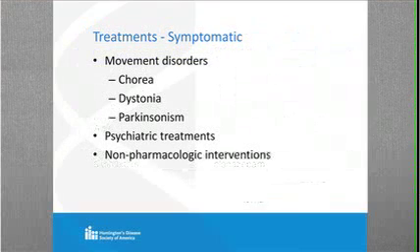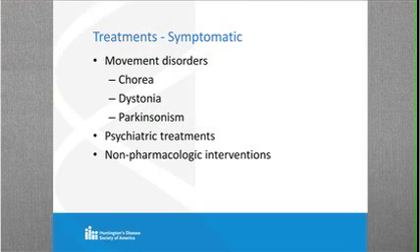In terms of symptomatic treatments, it's not just chorea as part of the movement disorders, but dystonia can be addressed, and this can be through anticholinergic medications or botulinum toxin injections. Parkinsonism can sometimes be pretty significant and need to be addressed. Amantadine can treat chorea, but also can treat the underlying Parkinsonism if people have underlying tremors, slowness, or other signs of Parkinsonism. Psychiatric treatments we're going to get into a bit more, as well as non-pharmacologic interventions through the team approach.